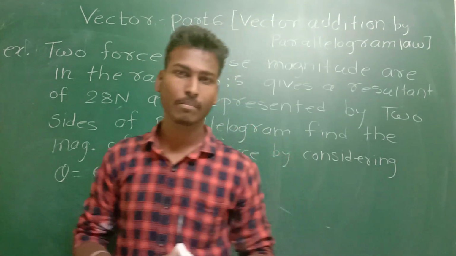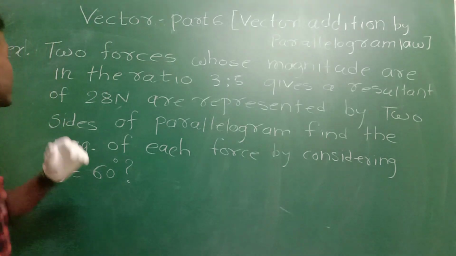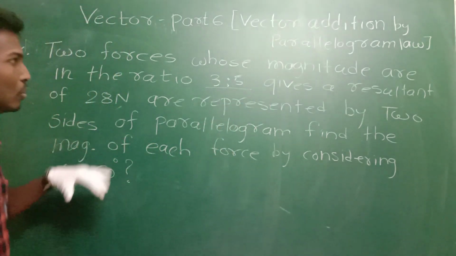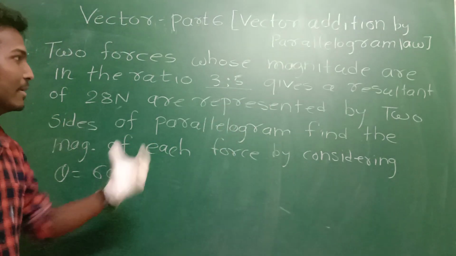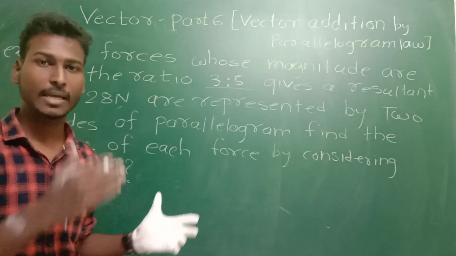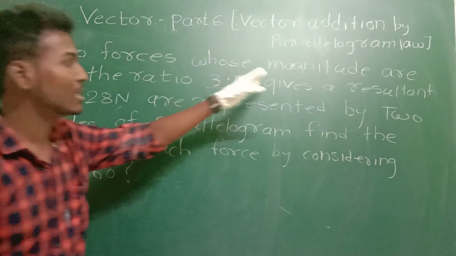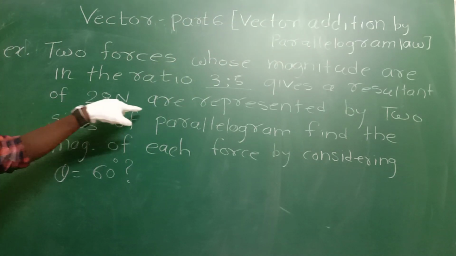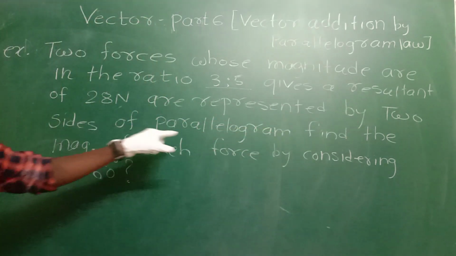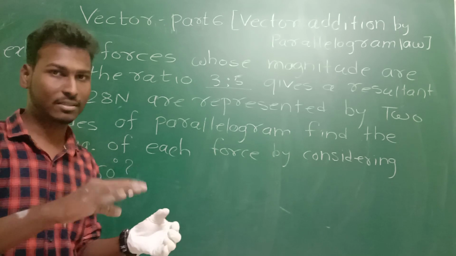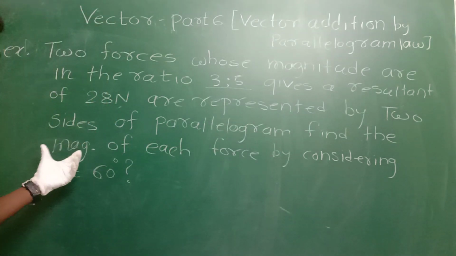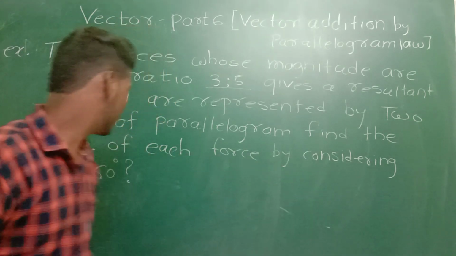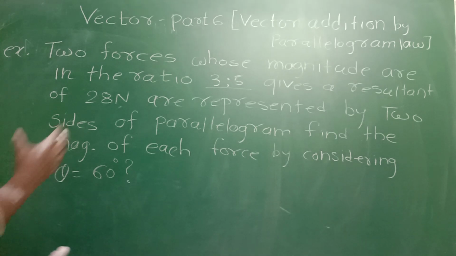We will see one example on the parallelogram law. Two forces whose magnitudes are in the ratio 3:5, let's say F1 and F2, so F1 divided by F2 is equal to 3 divided by 5, give a resultant of 28 Newton. They are represented by two adjacent sides of a parallelogram. Find the magnitude of each force, F1 as well as F2, by considering theta equal to 60 degrees. Just note down the example.